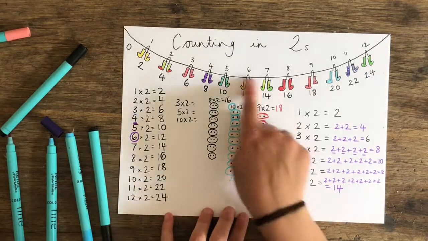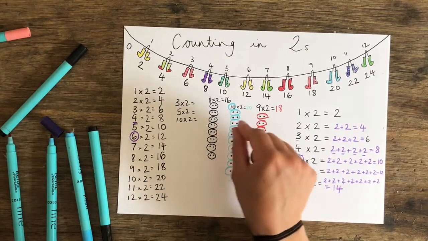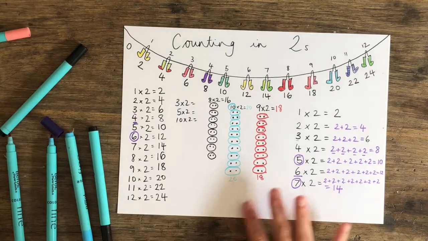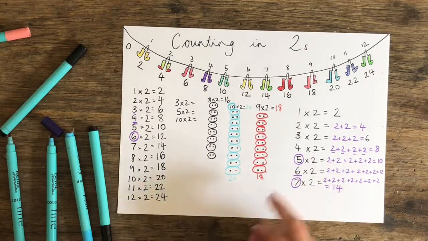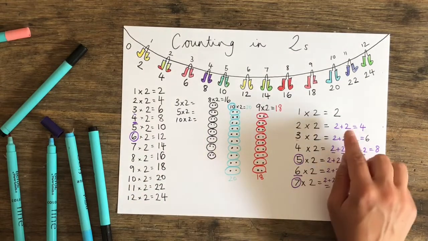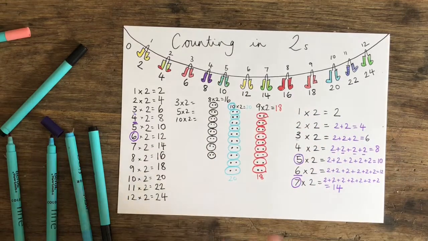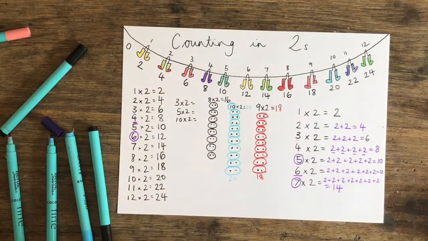If it helps to draw the dots and to draw out 12 lots of 2, you can do it that way. Or if it helps to do the repeat addition, so to know that 2 times 2 is the same as saying 2 plus 2 equals 4, you can do it that way, as long as you're constantly practicing them and doing it your own special way.